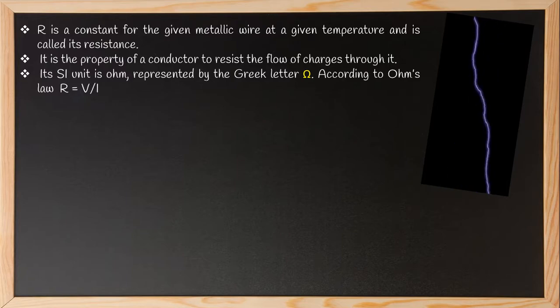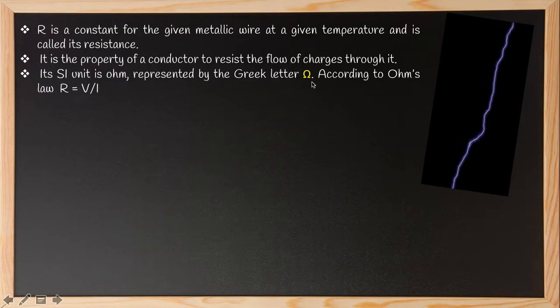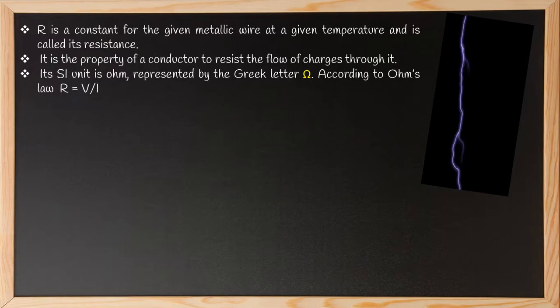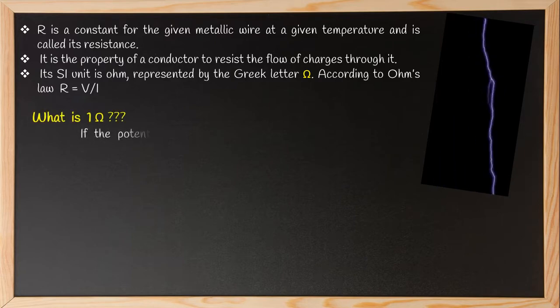So, basically, let it be any conductor. It will have the property to resist the flow of charges, and that property is called resistance. The SI unit of resistance is ohm, and according to Ohm's law, R is equal to V by I, or V is equal to IR. Now what is 1 ohm?